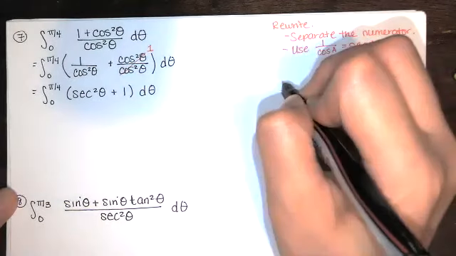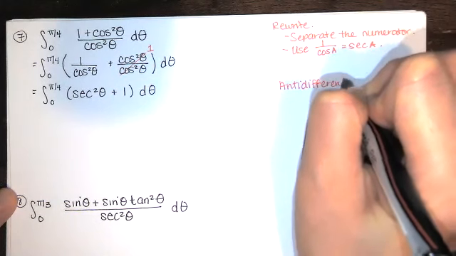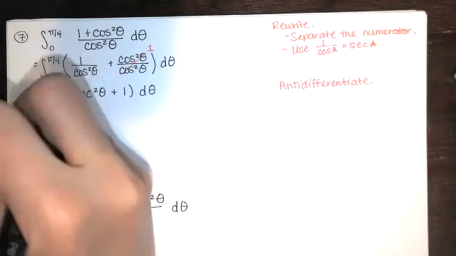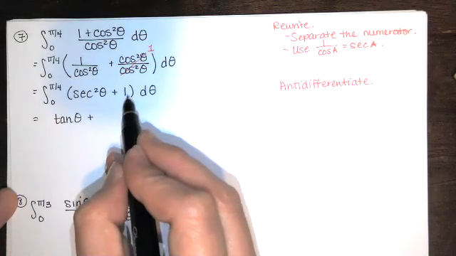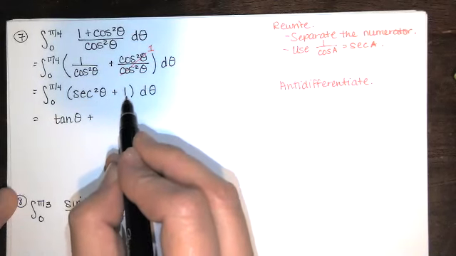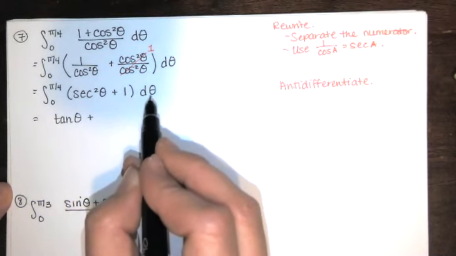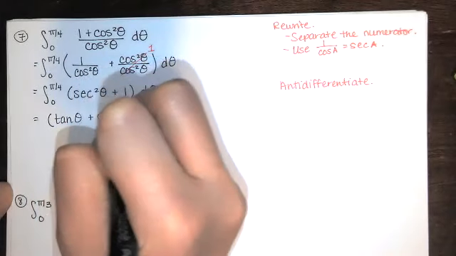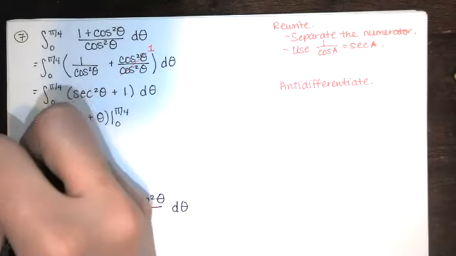Okay, so we did our rewrite. Now we're ready to antidifferentiate because we have rules for all of the terms in our integrand. Antiderivative of secant squared is tangent. Antiderivative of 1 is just a constant. The antiderivative of a constant with respect to theta is that constant times theta. It's always the constant times the variable of integration. In this case, our variable is theta, not x. So then you substitute in pi over 4 and 0 and subtract.